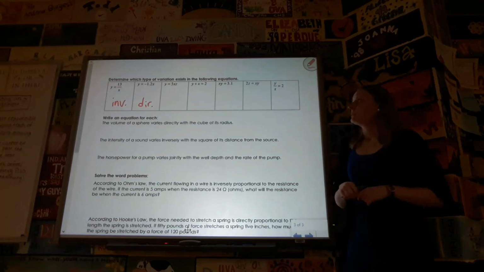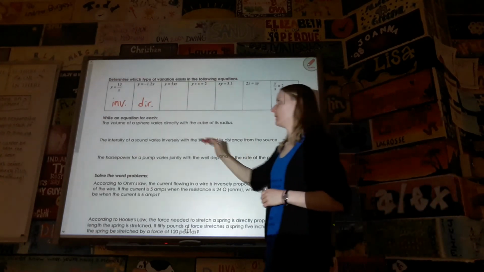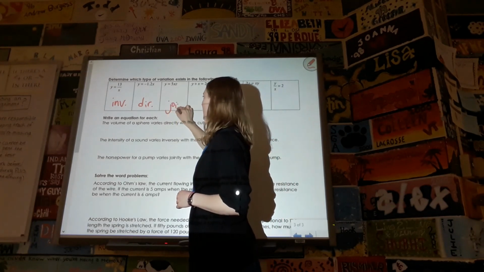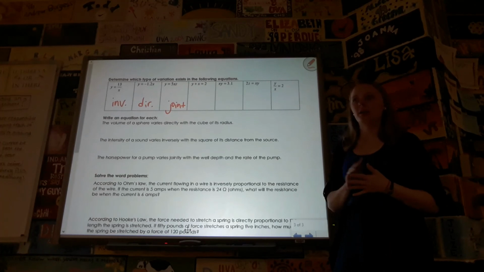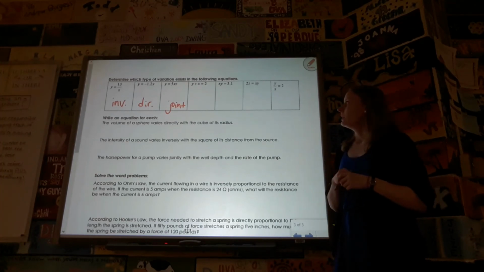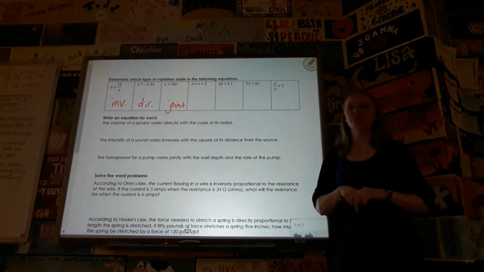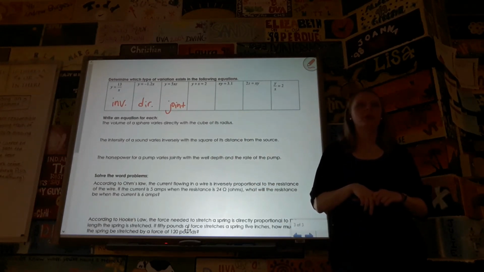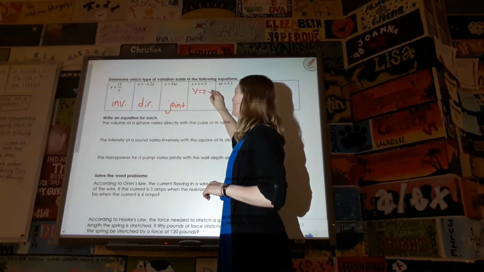What about y equals 5 times xz? That would be a joint variation. If you see more than 2 variables, it is automatically a joint variation, regardless of how it's set up. Okay? What about this one? What would I have to do? Move the x to the other side? Okay, now what?